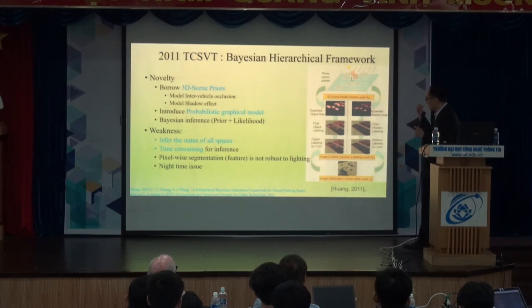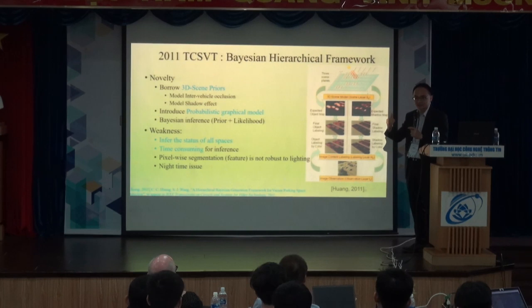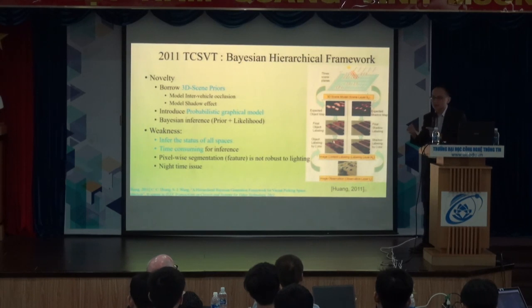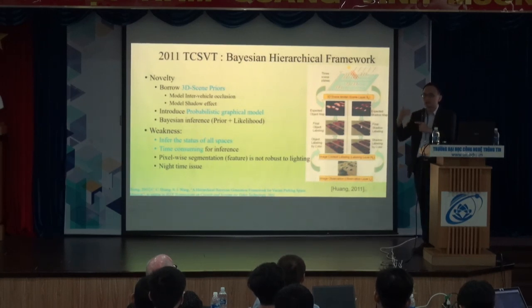But you should remember that we don't know the true status, so you need to generate a lot of hypotheses. For each hypothesis, you can generate the expected object map and the expected shadow map. From the image side, you can do the pixel-wise classification to classify car pixels or ground pixels, shadow pixels or non-shadow pixels. Later on, you do a simple comparison between your expectation and your observation. Right?